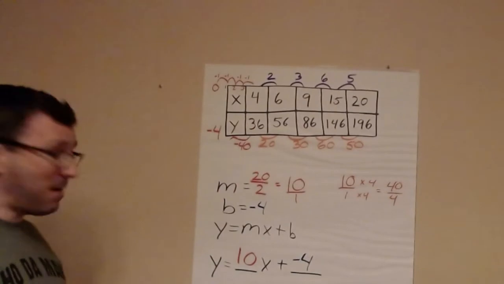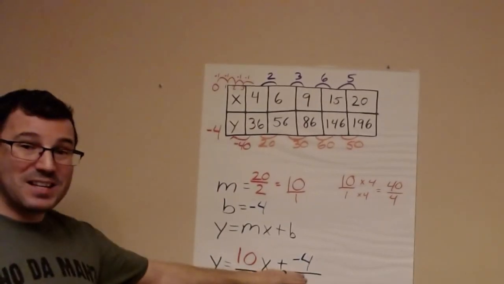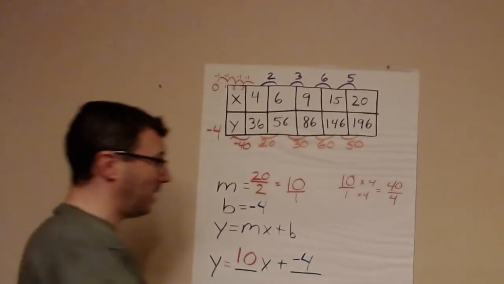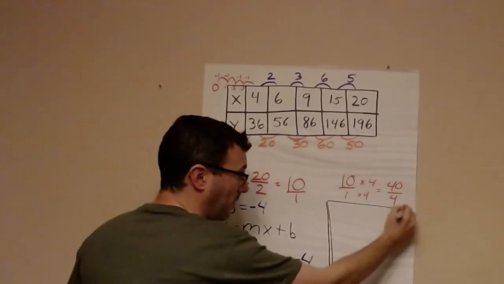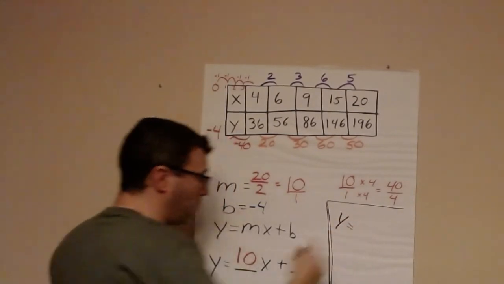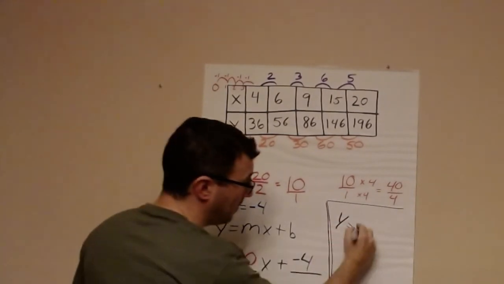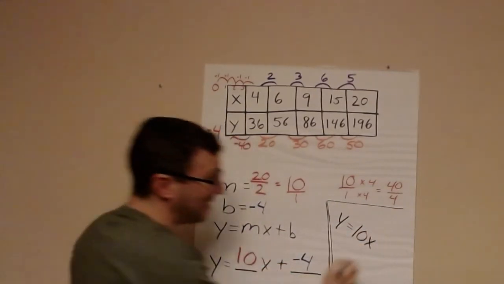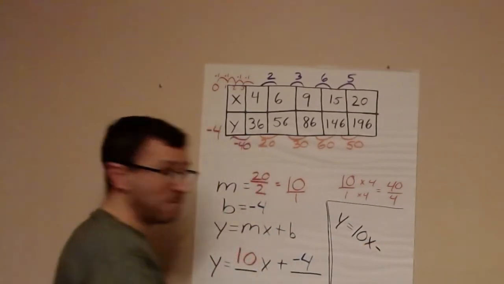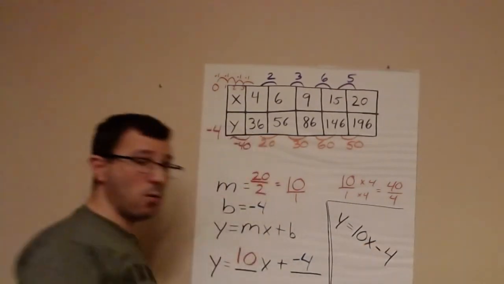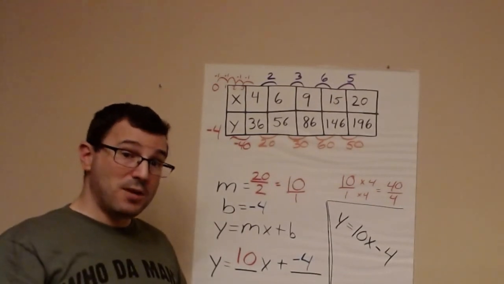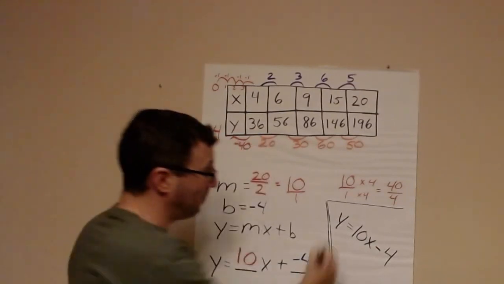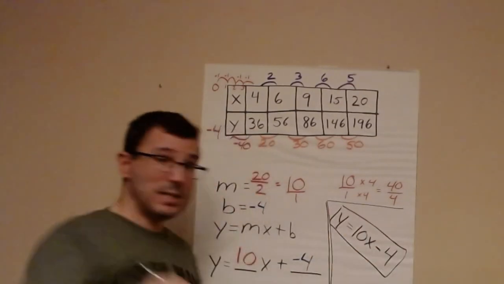And here we run into that problem of having a plus and a negative. So I'm going to rewrite this right over here. Y equals, I'm going to keep my 10x, plus a negative is the same as just minus 4. And there's my equation for the data that's in the table. Yay!